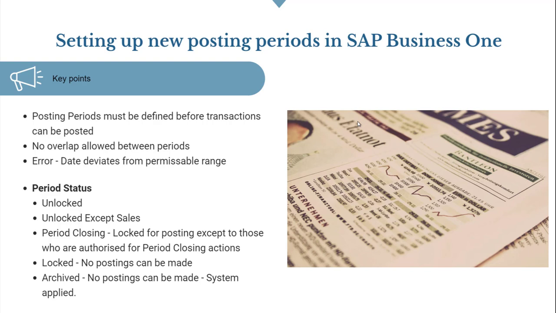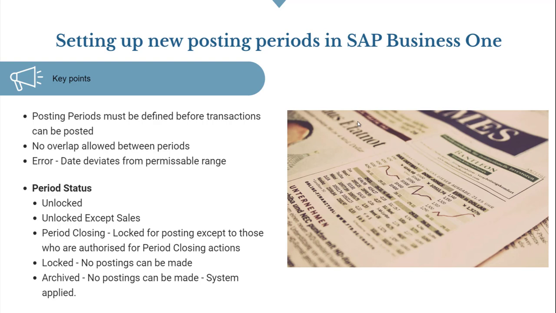Then we have the option of setting the status to period closing. And in this case, the period will be locked to everybody except for maybe the key financial people who are dealing with the closing period actions. So it's only those that are authorized, maybe your accountant or your department lead, will be permitted to do the period closing transactions. But for everybody else, they won't be able to post to this period.